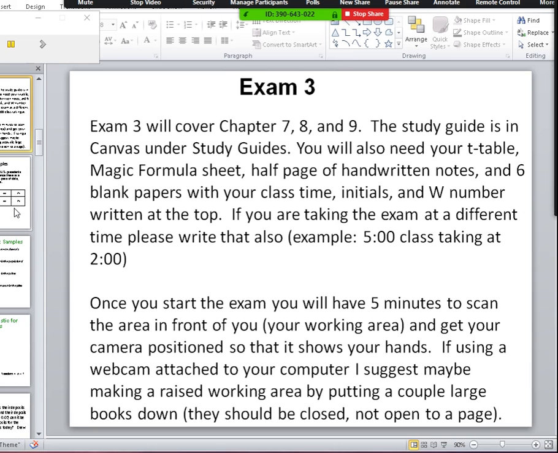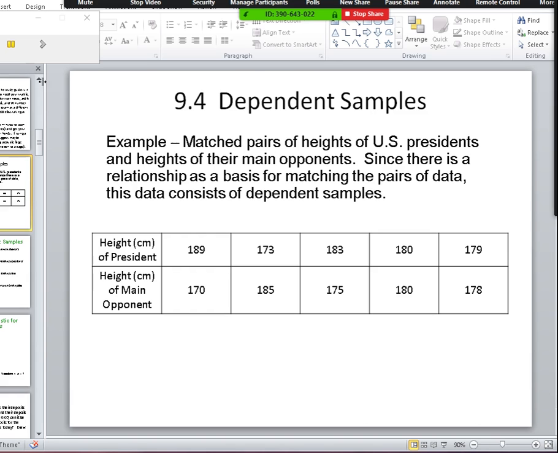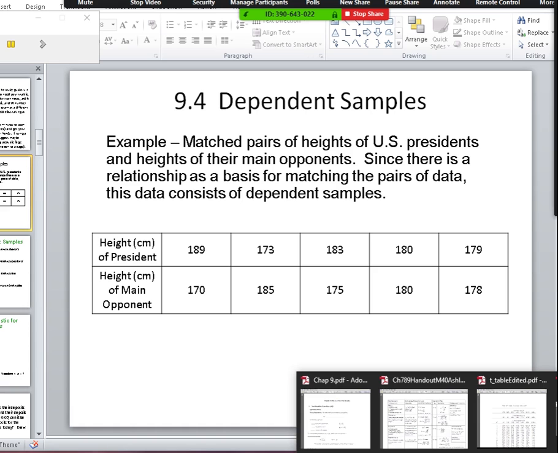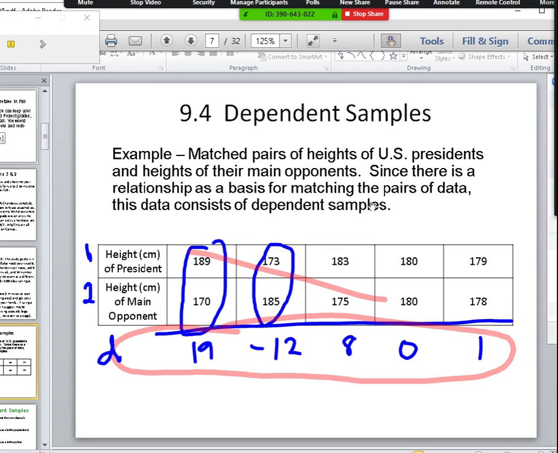All right. So let's go and take a look at 9.4. This is dependent samples. And again, remember the thing about this is that it's when this first thing and the second thing are related. So these two are really the same person, right? They're the same group. This is the president and who they beat. This is another president who they beat. So these are connected to each other. This one goes with this one. This one goes with that one. This one goes with this one.